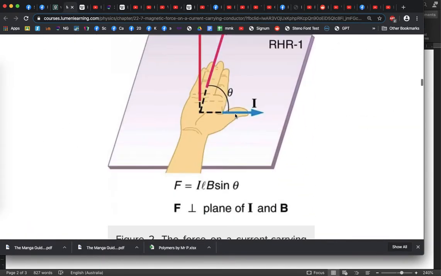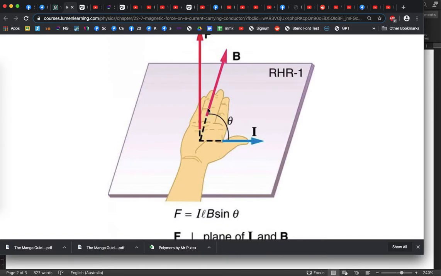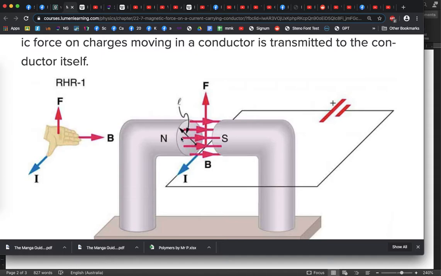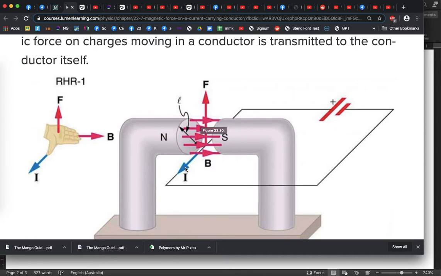Okay, so how does this rule work? Well, our 4 fingers look a lot like the magnetic field. 1, 2, 3, 4, right? So they look like the magnetic field. And our thumb represents the current, the flow of the current. So our fingers represent the direction from north to south. The thumb represents the current. And then the slap is the force, F.